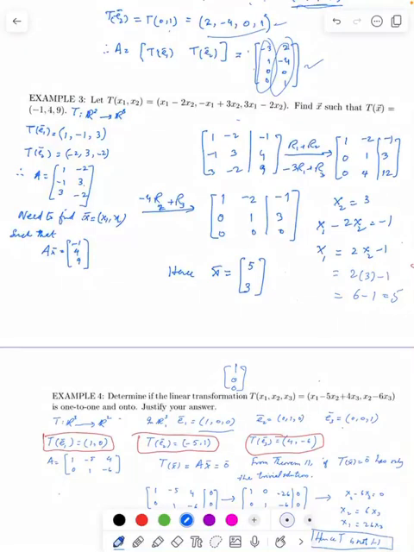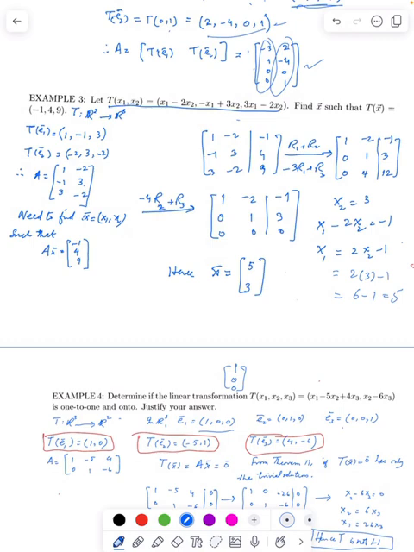We continue with section 1.9. This is the last video for this section. There are 3 examples.